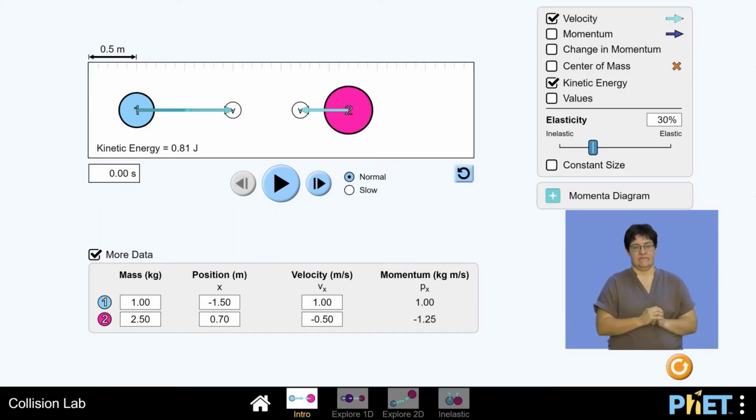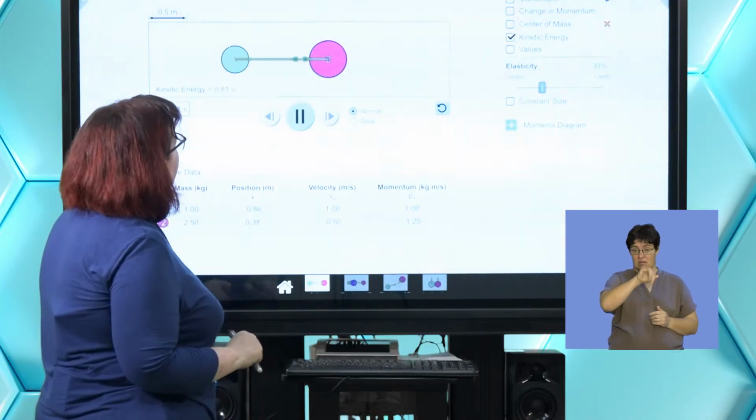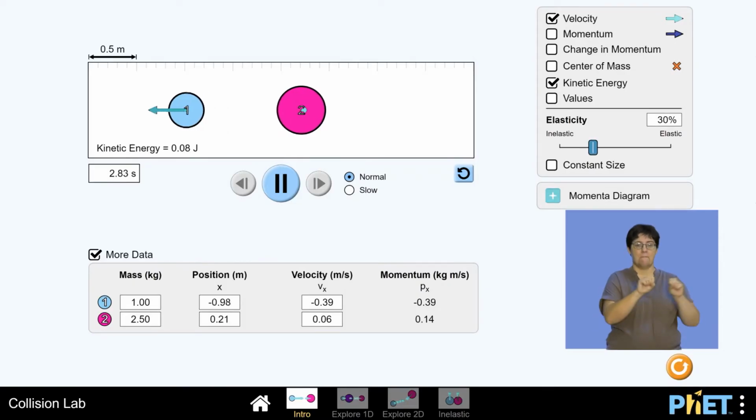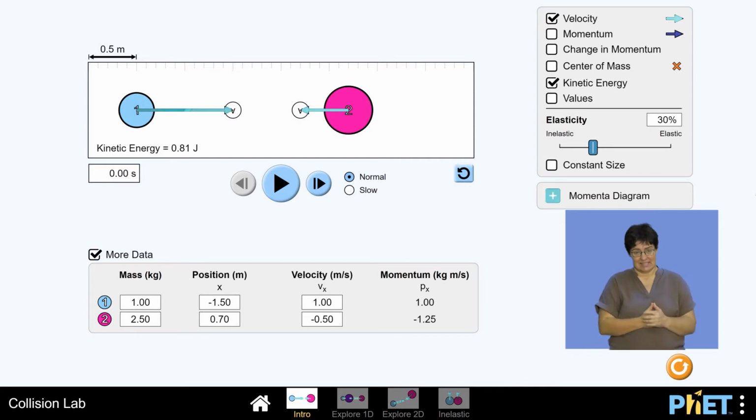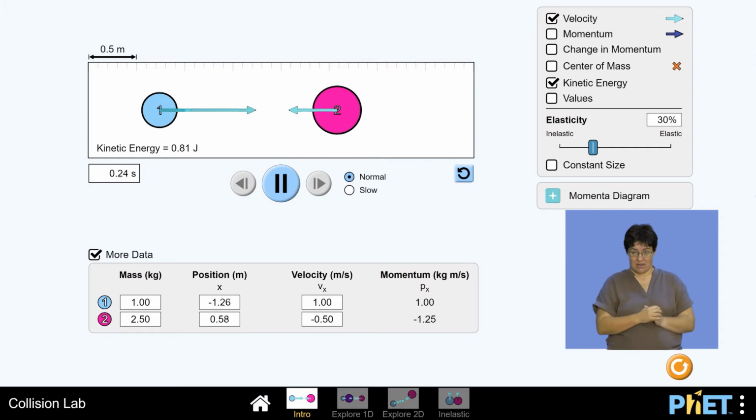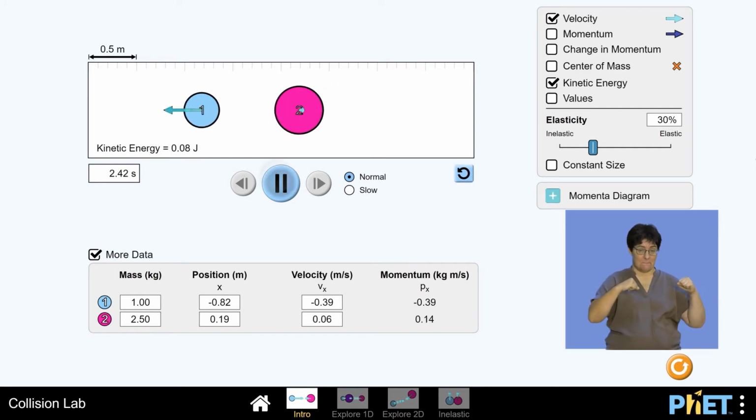Okay, let's see if it bounces. We got 0.81 kilojoules, so here we go. It doesn't matter that it changed direction. But can you see that by changing direction, we had a much bigger loss in kinetic energy? So here, the original was 0.81. When they collide, it becomes 0.08.